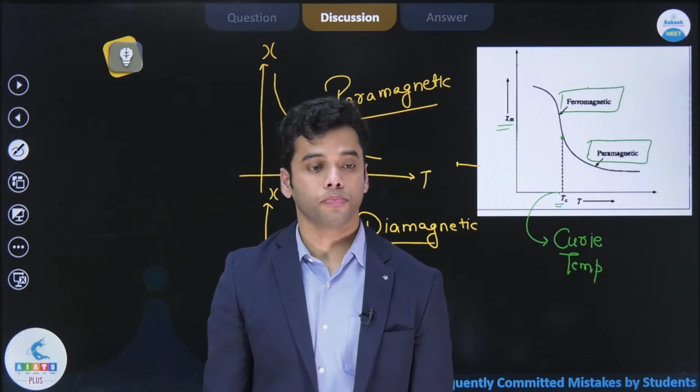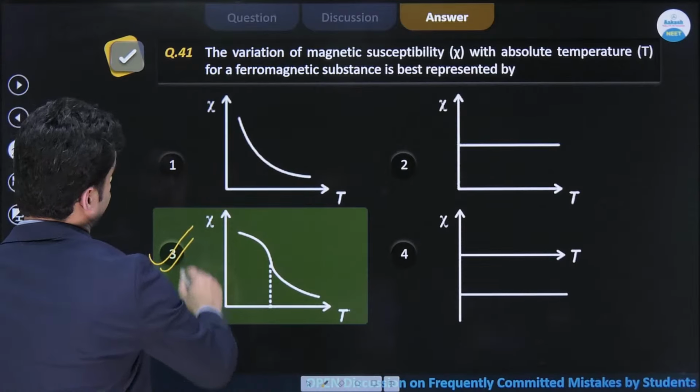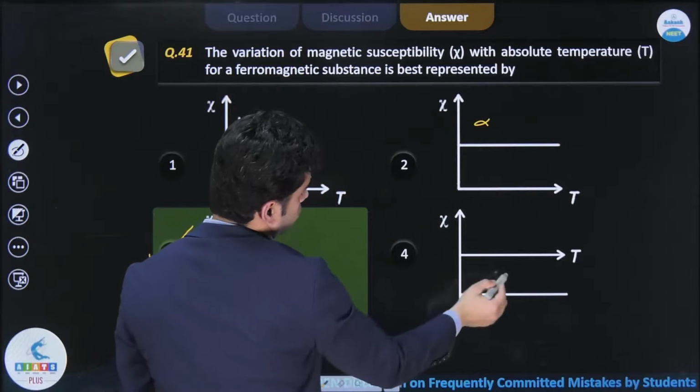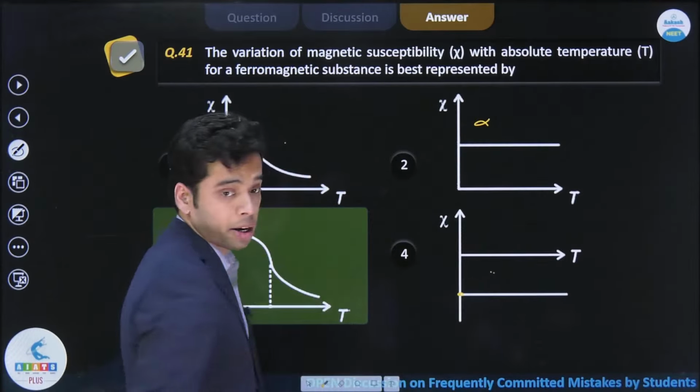Any doubt? Which means the correct answer is option 3. This one is for paramagnetic. This one is not for anyone. This one is for diamagnetic. Constant and negative, so this one is for diamagnetic.